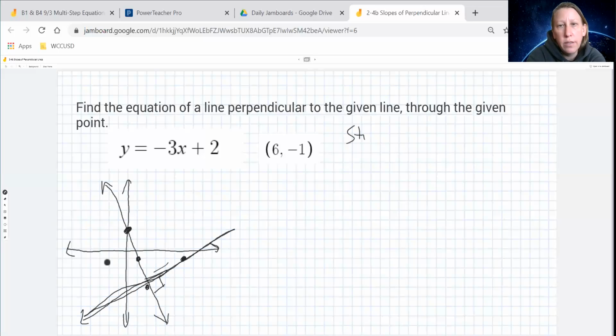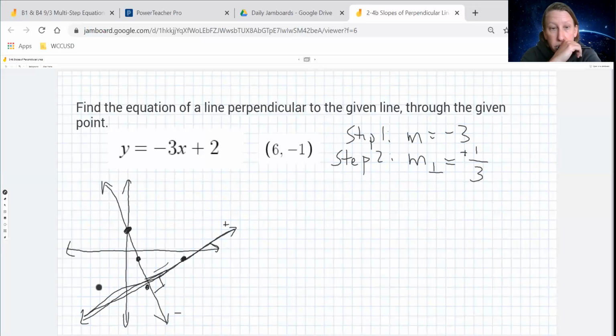So step 1, grab the slope. The slope of the original line was -3. Step 2, figure out the perpendicular line. So this line on here was going down 3 over 1. What's this line doing? It's not down 3 over 1. It's definitely going up, if you're going along the line from left to right. It has a slope of +1/3. Does that look right to you? It's kind of going up 1 to the right 3.